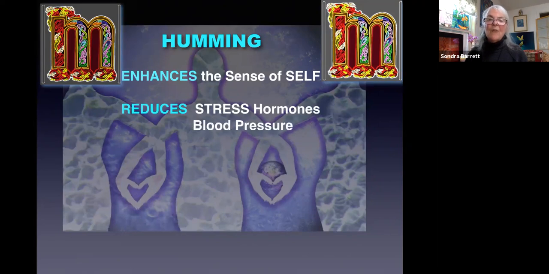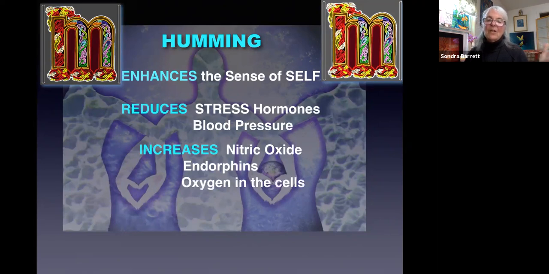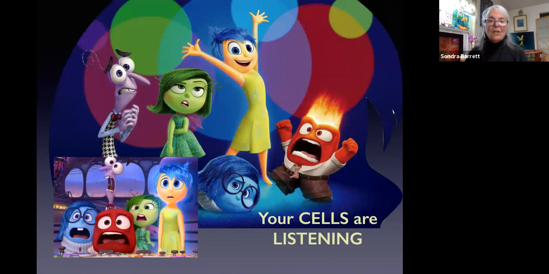In The Humming Effect, he cites all the physiologic research on the benefits of humming. It reduces stress hormones. It reduces blood pressure. It increases nitric oxide, which relaxes the blood vessels. It increases endorphins, which lowers our pain threshold. It increases oxygen in our cells, which improves energy production. It also increases lymphatic circulation, which improves immune function and the detoxification of our cells. So your cells are listening.